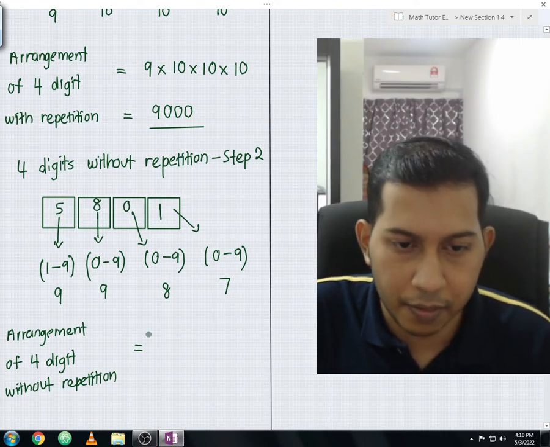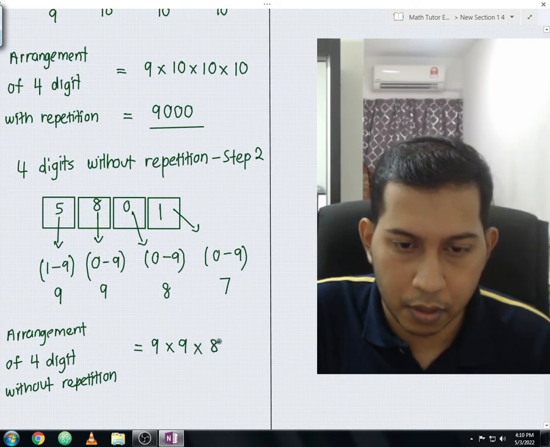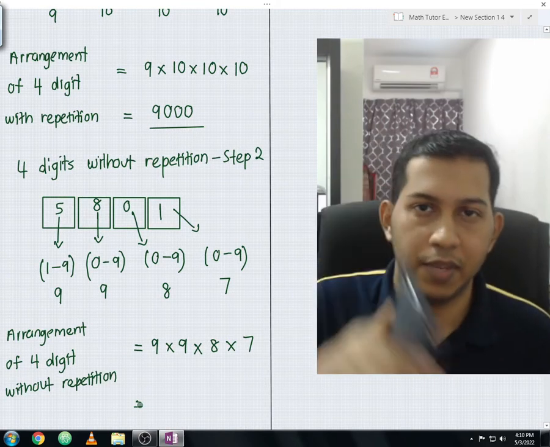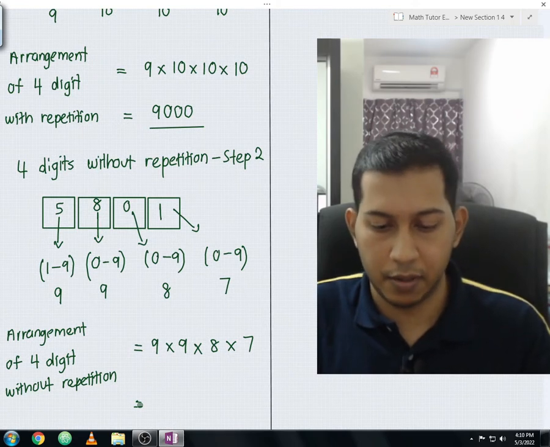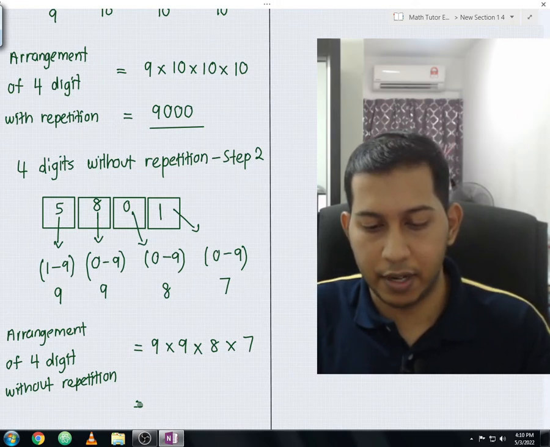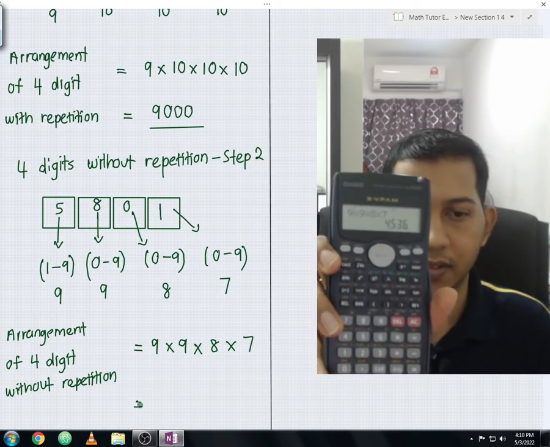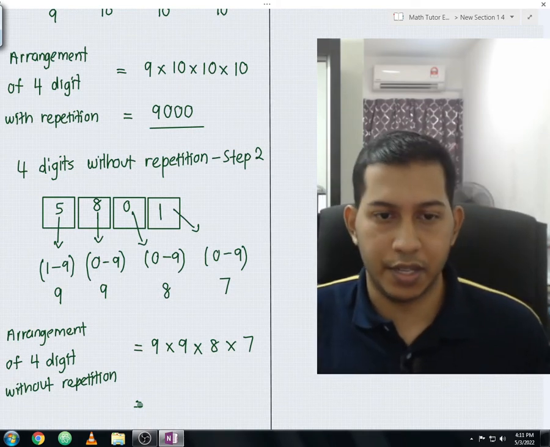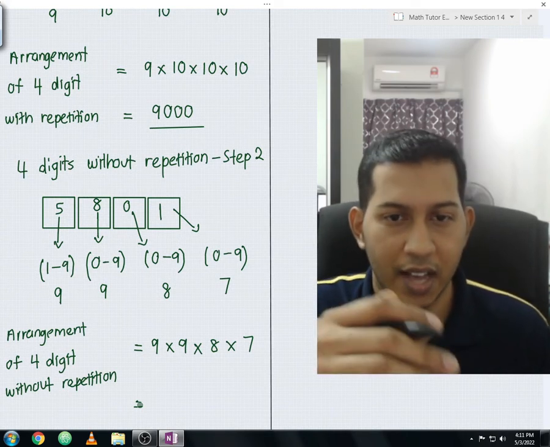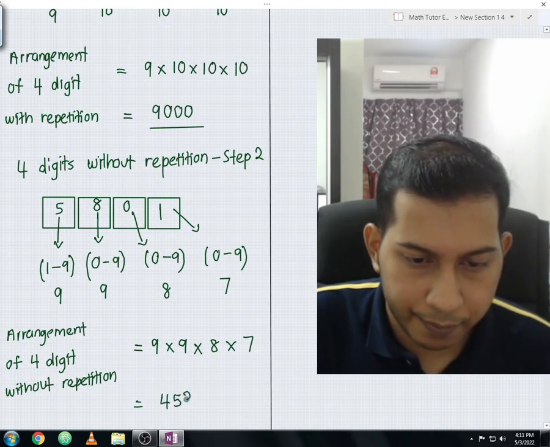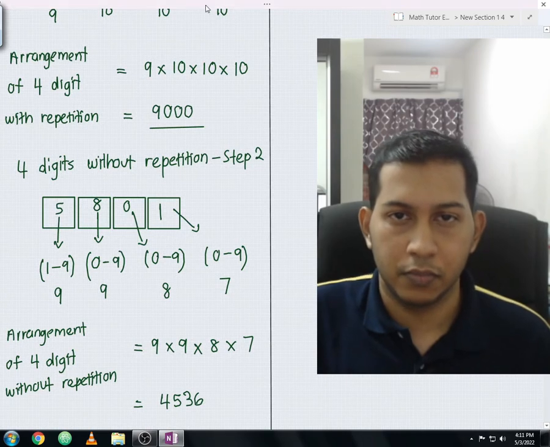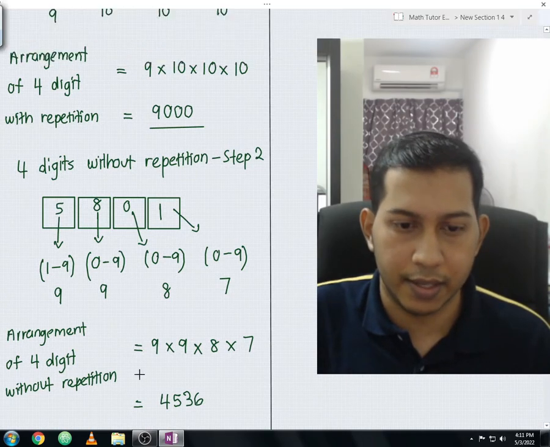So it will be equals to 9 times with 9, times with 8, and times with 7. I do have the calculator with me, so let us calculate together. 9 times 9 times 8 times 7. So from here your answer is 4536. This will be your answer for the 4 digit without repetition. This is not the final answer, guys. This is the answer for step 2. So you underline this 4536.